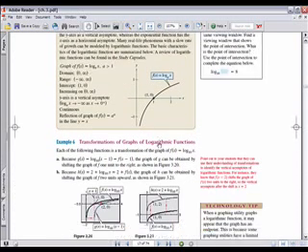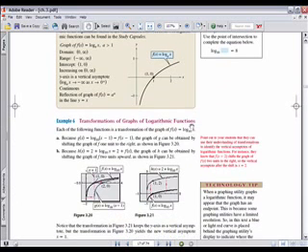So as far as our transformations go, if you start with this common log, log x, and you have log of x minus 1, that's going to be 1 to the right. Here you're adding 2 to the outside, so that's a k value, so that's 2 upward, and you can see those graphs here.